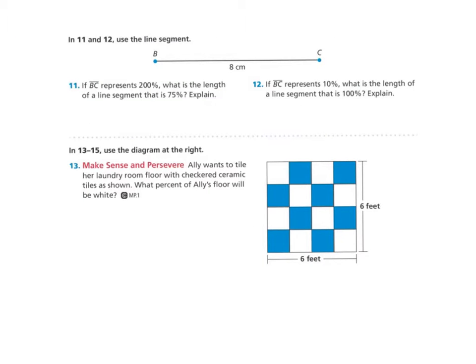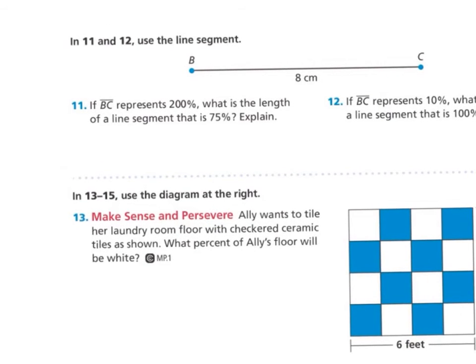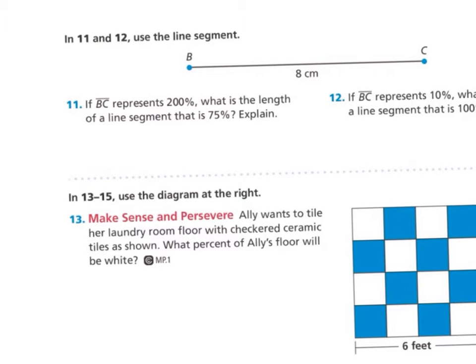Look at number 11. We have a line segment that's 8 centimeters long. If that's 200%, they want us to figure out the length that would be 75%. 200 divided by 75, that's not a real great pattern there. It's got a repeating decimal if you do that.